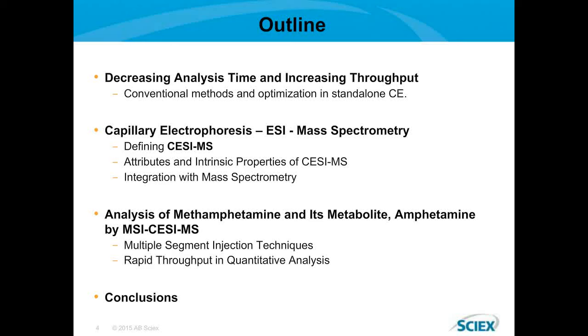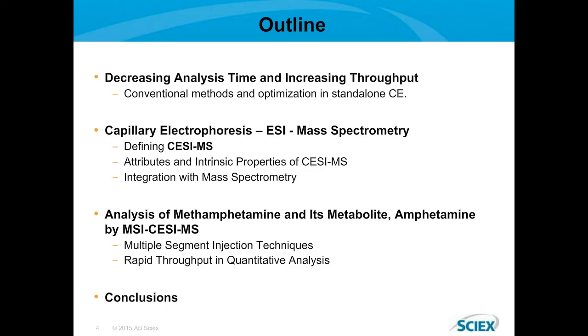Today, I'd like to go over 3 sections in my talk. The first one is to discuss conventional methods and optimizations using standalone CE in an attempt to decrease analysis time and thus increase throughput. The second part, I'd like to talk about CESI-MS, which can provide a very effective tool in increasing analysis speed and decreasing the total time required. And then I have a couple of case examples that I'd like to show you using methamphetamine and its metabolite amphetamine as an example.